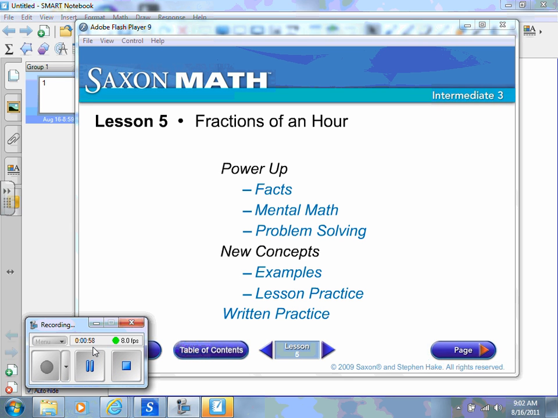And the next one says to count up by fives from 0 to 60. So here we go. Get ready. 0, 5, 10, 15, 20, 25, 30, 35, 40, 45, 50, 55, 60.